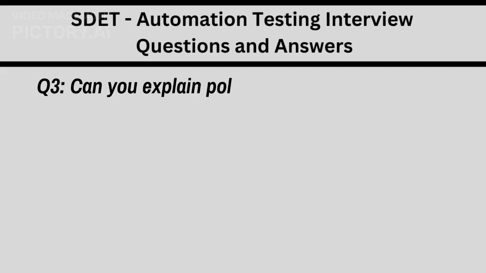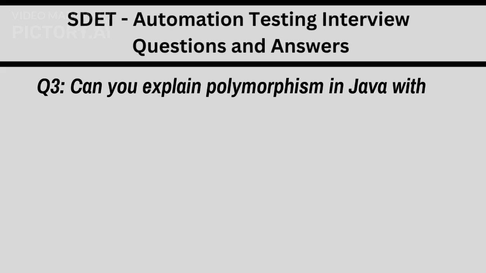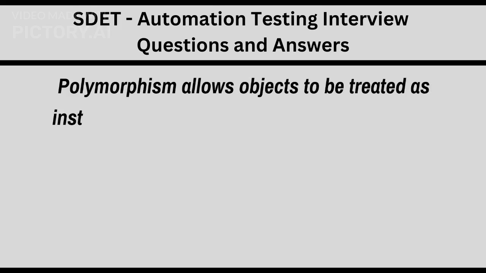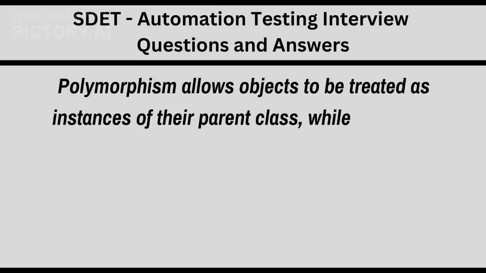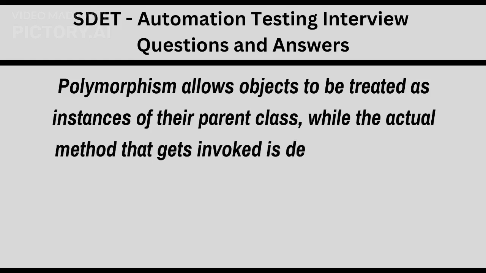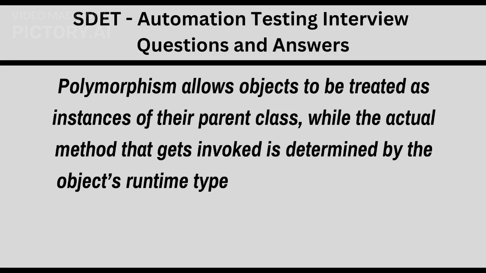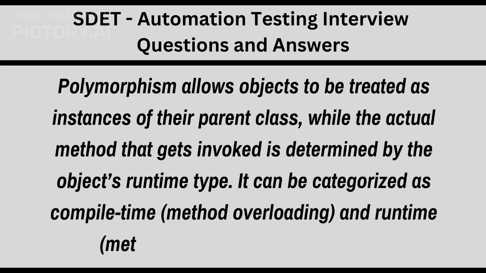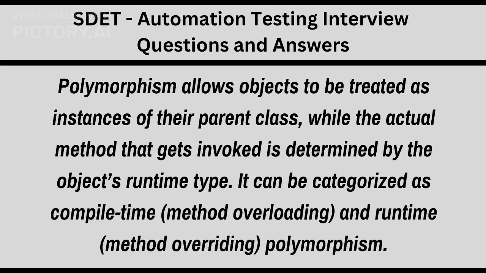Q3. Can you explain polymorphism in Java with an example? Polymorphism allows objects to be treated as instances of their parent class, while the actual method that gets invoked is determined by the object's runtime type. It can be categorized as compile time, method overloading, and runtime, method overriding. Polymorphism.